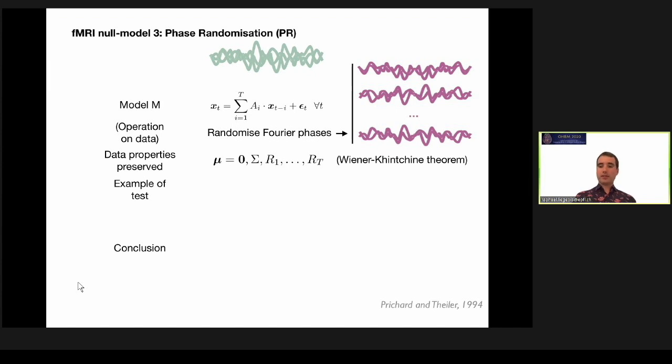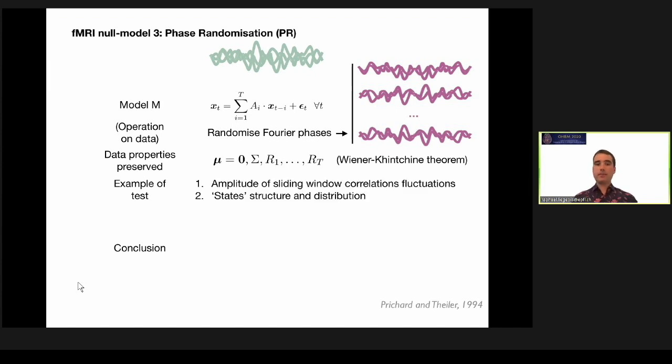An example of a test that we could do here is essentially the same, and that's also something that we did in our 2017 paper. Other people have also shown that it is harder to reject this null. As compared to the multivariate Gaussian, for example, the difference is striking. It is really much harder to reject this null model.